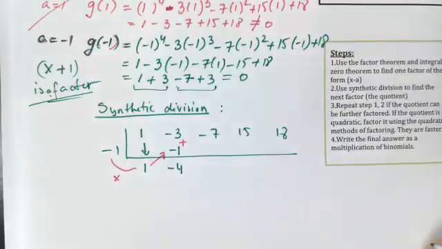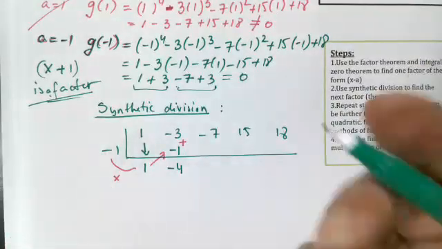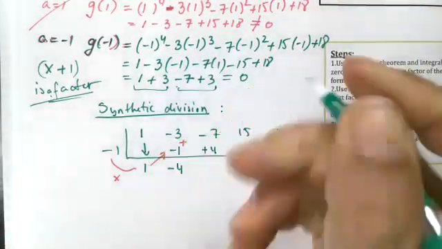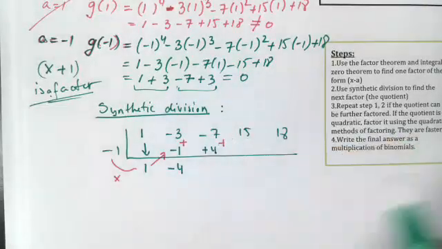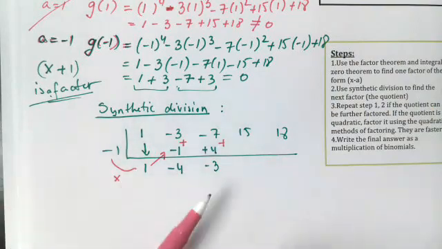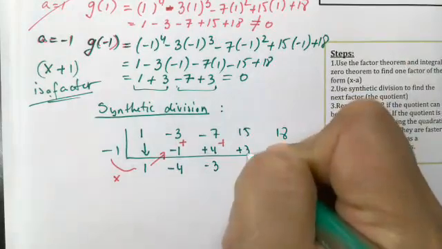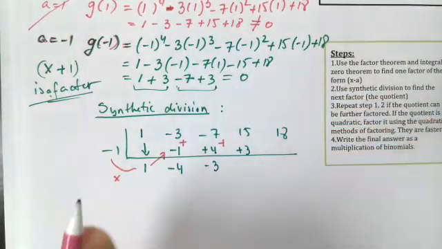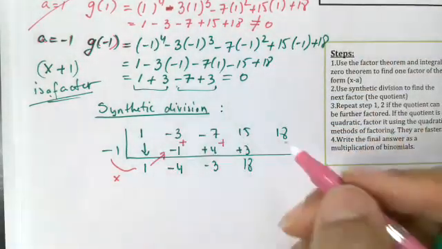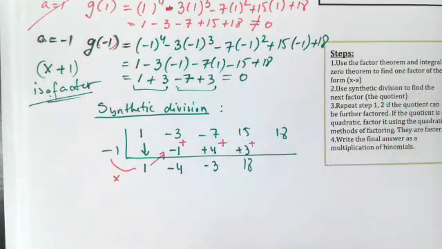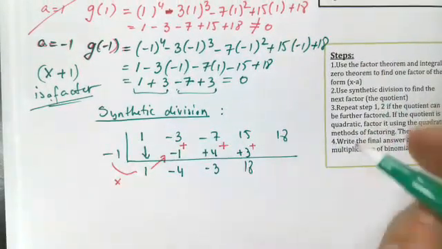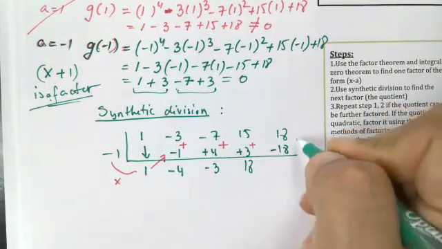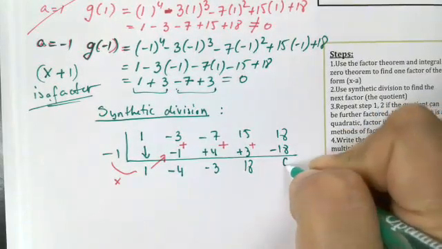-4. -1 times -4 is +4. Add vertically, -3. -1 times -3 is +3. Add vertically is 18. And -1 times 18 is -18. Add vertically is 0.